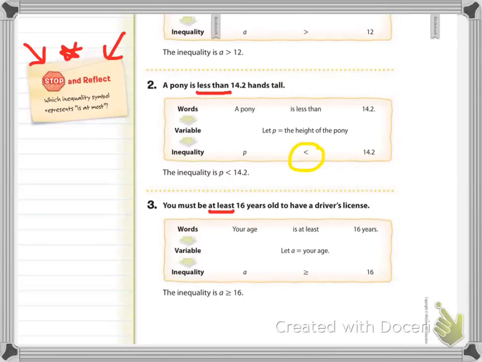At least 16 years old to have a driver's license. That means this symbol, at least. You can be exactly 16 years old, or you can be greater than 16 years old. Can you be 15 years old? No. So also think about what does at most mean.